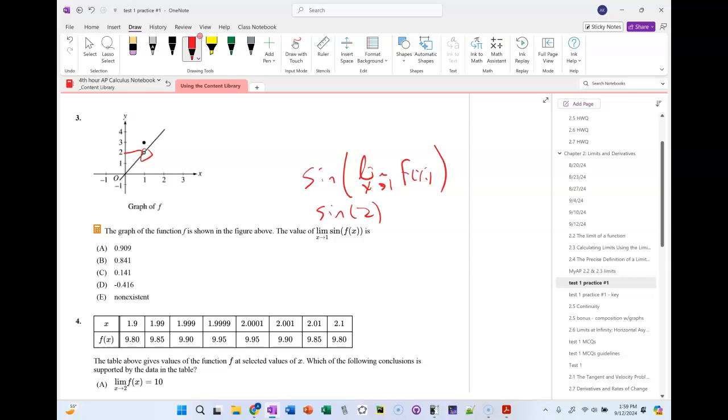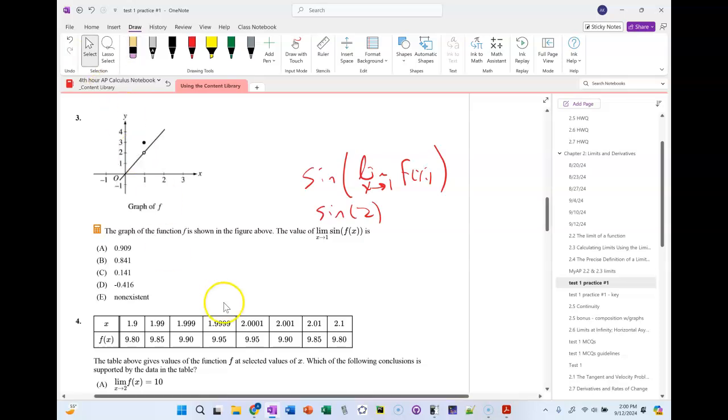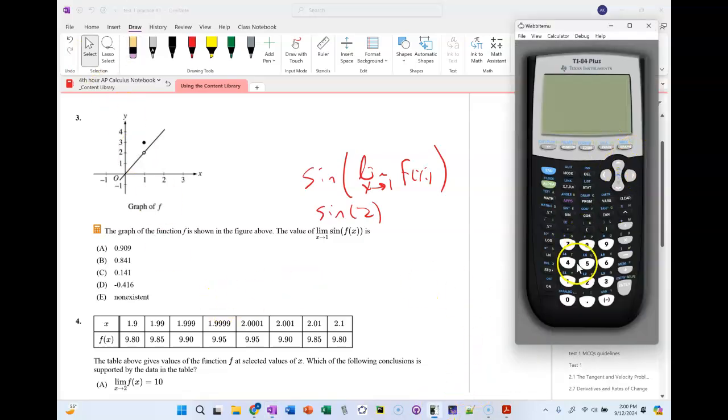So you pick 2 just because, well, I'm doing the limit as x approaches 1 for f of x. This is the graph of f of x. So at 1, I trace up and over, it's 2, right? So it's whatever it is here. Okay, so it's sine of 2. So the answer is B.